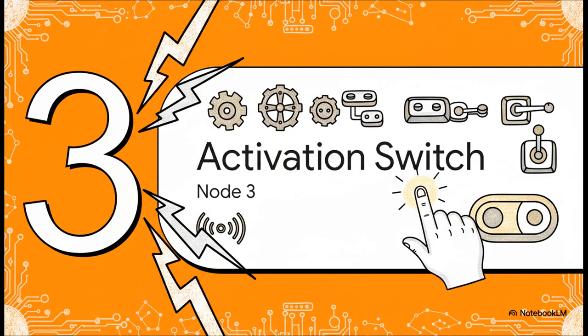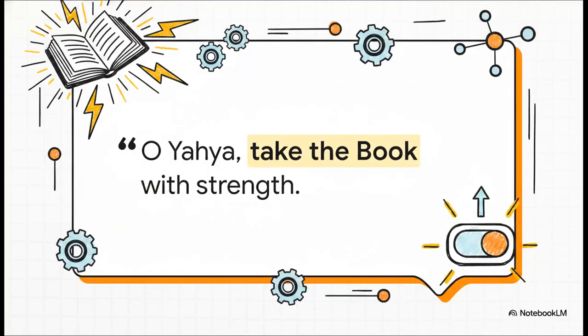Which brings us to phase 3, the activation switch, node 3. Now, what's really interesting about this is that it's the absolute climax of our structural arc. This is where active execution begins. We have the quote, "O Yahya, take the book with strength," from coordinate 1912. In the context of this framework, this is not just some historical dialogue. No, it's the recurring motif and the literal activation key for the entire system.